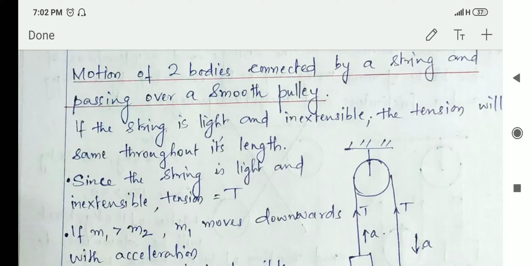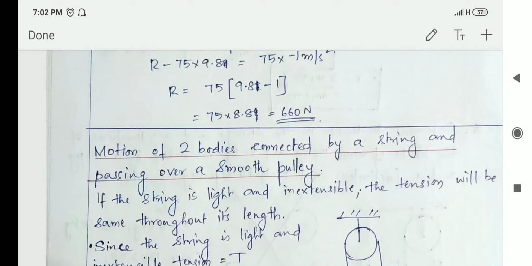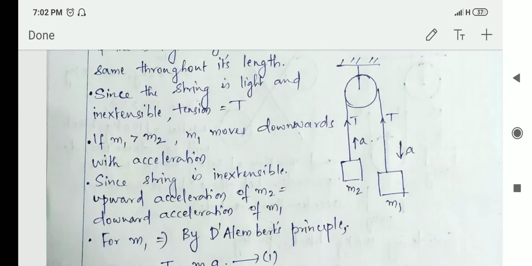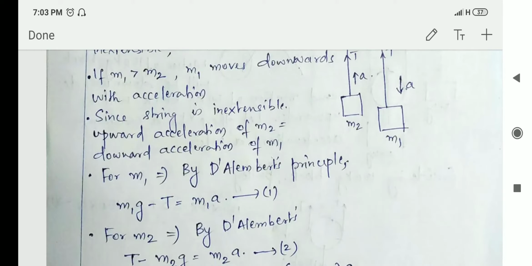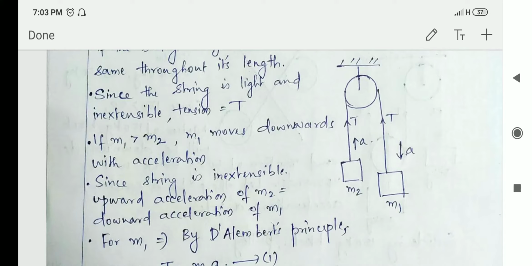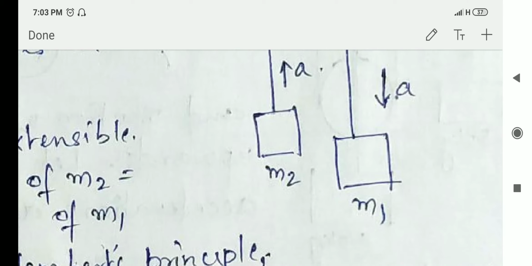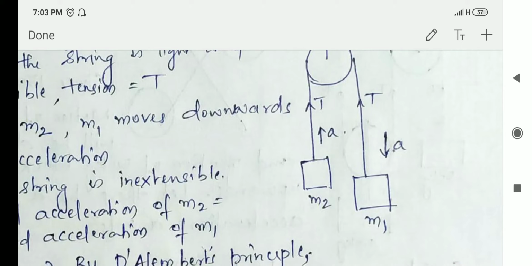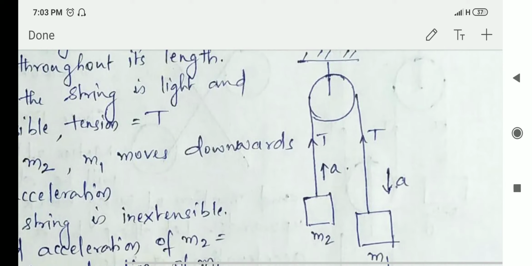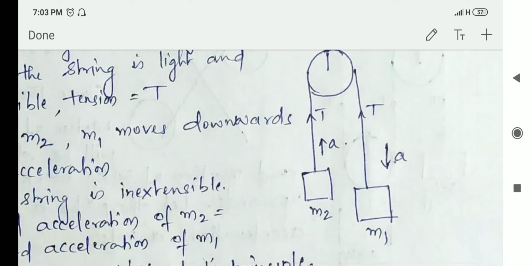So here the motion of two bodies. There are two bodies M1 and M2 connected by a string and passing over a smooth pulley. So here how to analyze, actually? Suppose M1 is greater than M2. So it's a pulley over here, M1 is greater than M2. So where does the pulley move? The pulley will be rotating rightwards, right? If M1 is greater than M2, M1 will be moving downwards and M2 will be moving upwards.